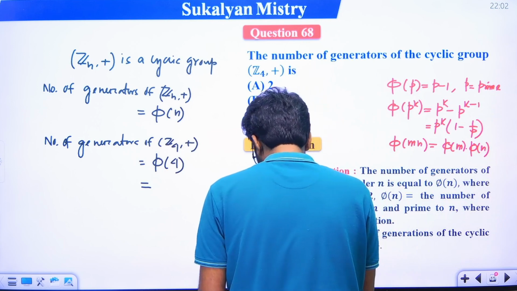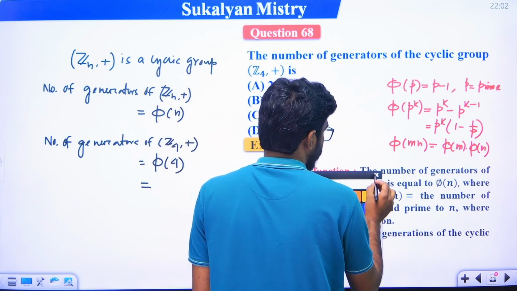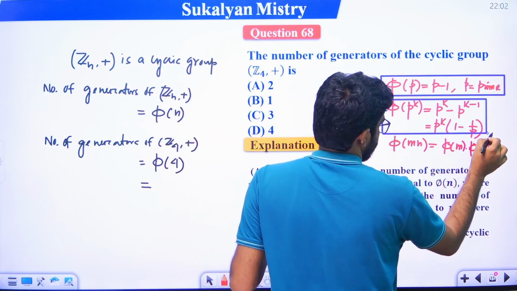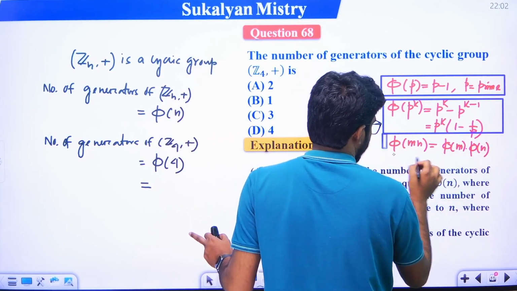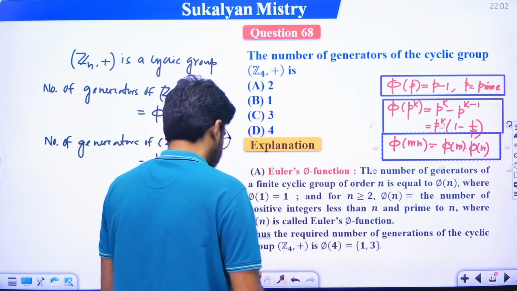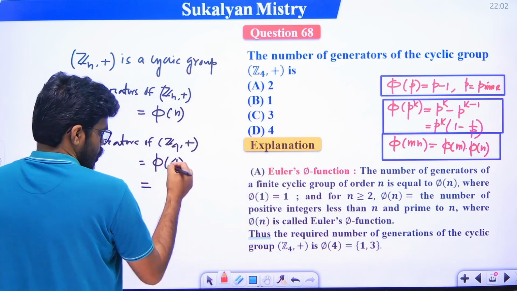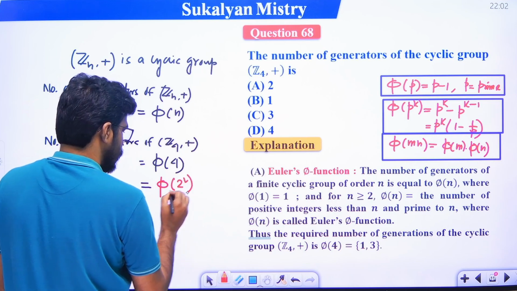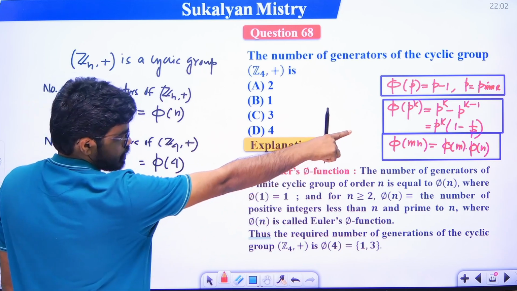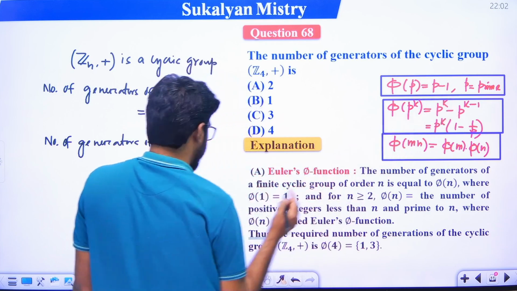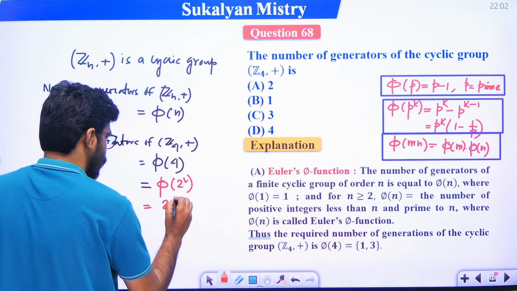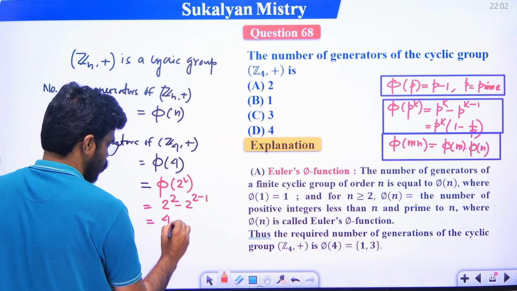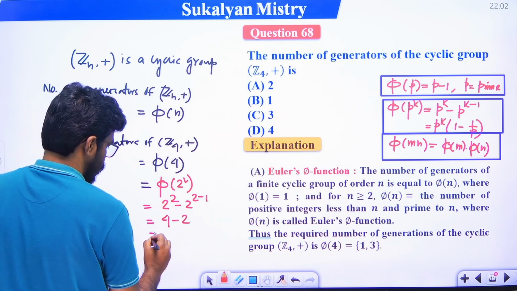Based on these three results, I can easily calculate Euler's phi function. Okay, so we calculate Euler's phi function by these three formulas. Phi 4 can be written as phi 2 square, where 2 is prime. Just apply this result: phi p to the power k is p to the power k minus p to the power k minus 1. So 2 square, that is 4, minus 2, that is 2.